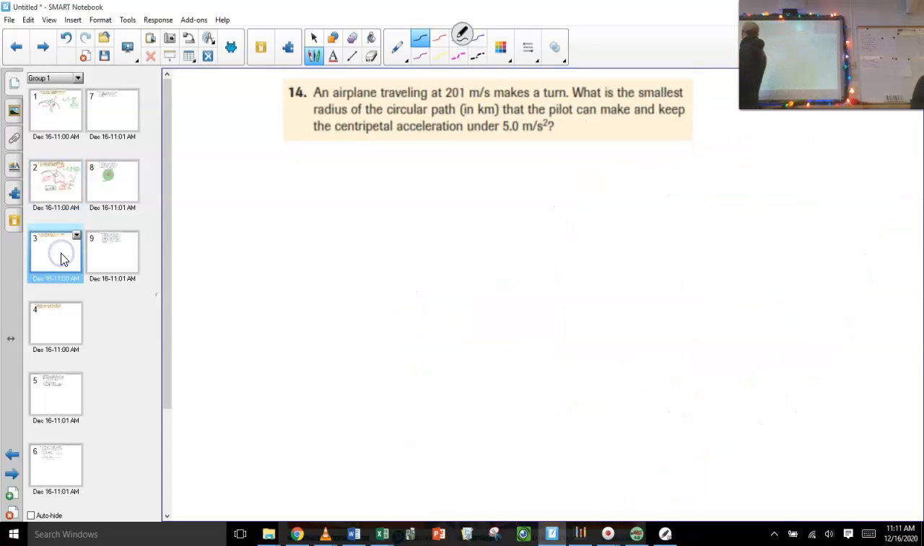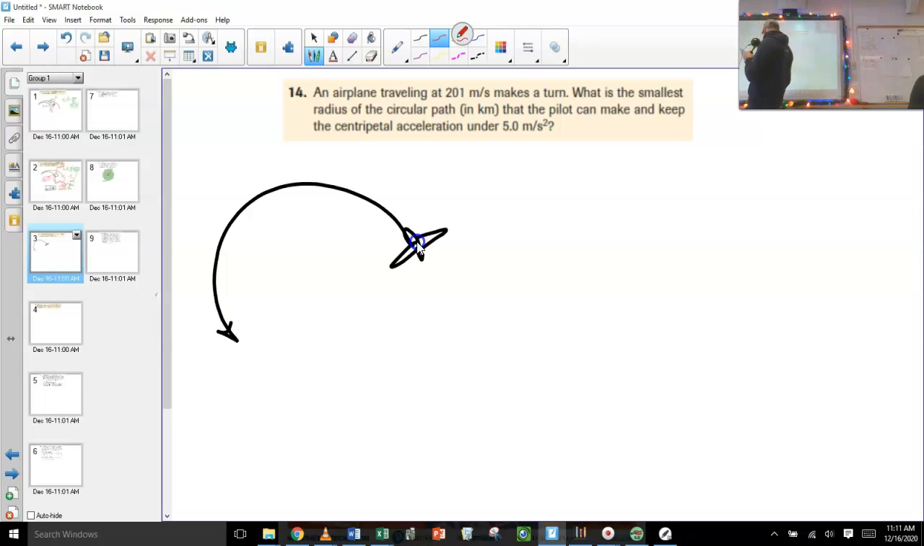Next question. Number 14. An airplane is traveling and makes a turn. What's the smallest radius that the pilot can make and keep the centripetal acceleration under 5 meters per second squared? All right, so here we go. We'll make a picture here. Got this airplane turning in a circle, and they want to know this radius r.